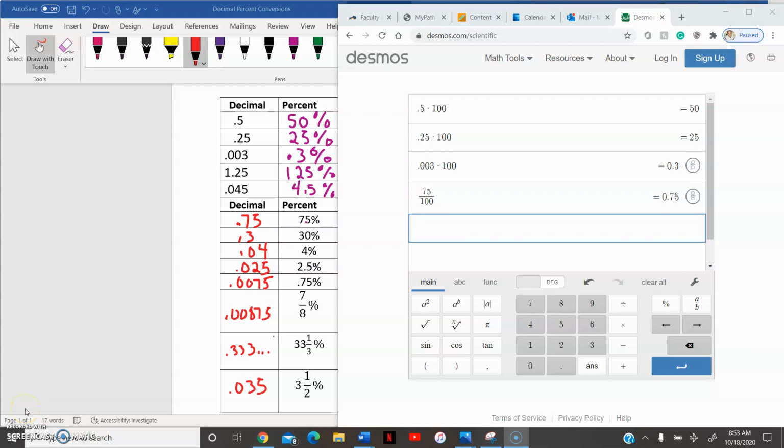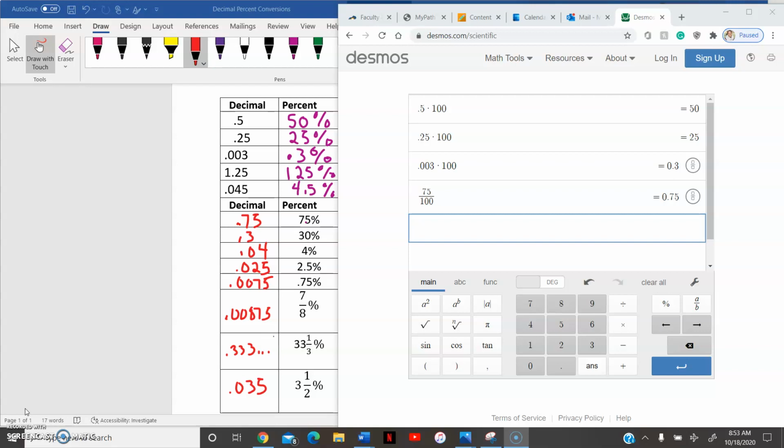So here are the answers to the decimal percent conversion problems. I just wanted to show you how I got some of those answers on the Desmos calculator. You can see some of my calculations here, like for the very first one, 0.5 is definitely 50%. We knew that already. If you didn't, you can do 0.5 times 100, and there's our 50%.